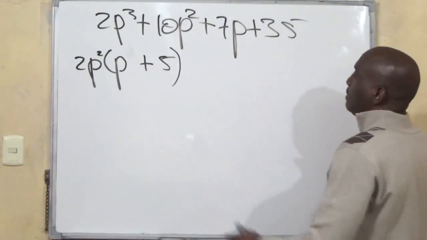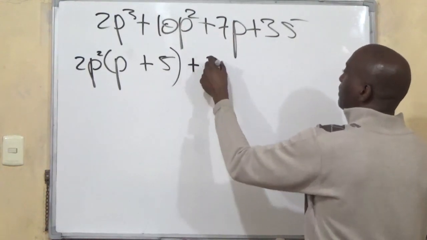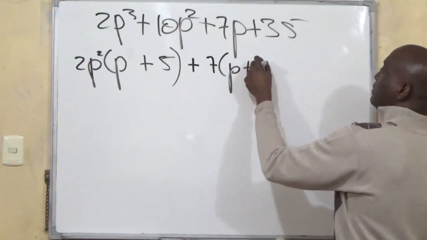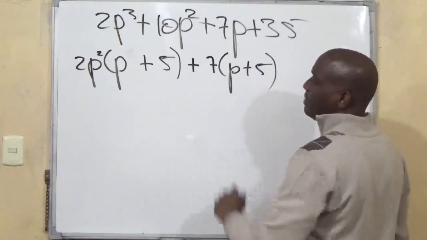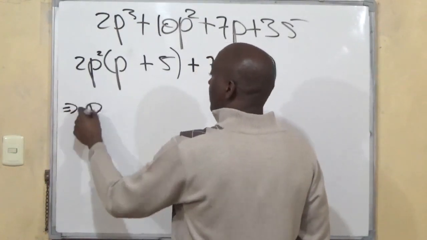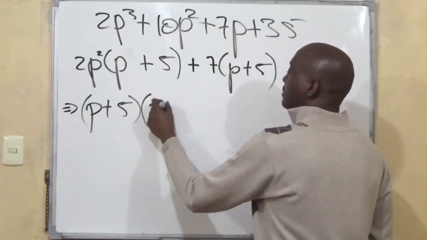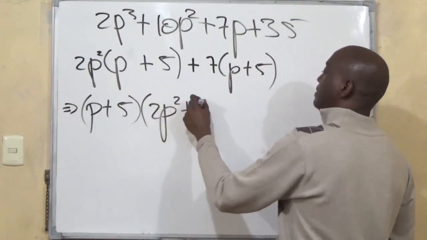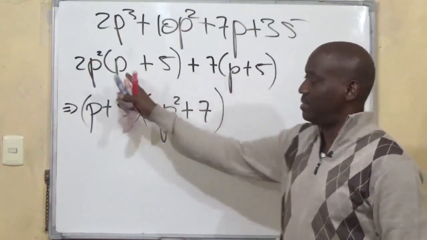Same story here. 7p plus 35. You have the 7 into p plus 5. And then you realize, well, all right, p plus 5 is a common factor. So you take the p plus 5 on the outside as the common factor into 2p squared plus 7. Now, there are folks who haven't gotten to this point.